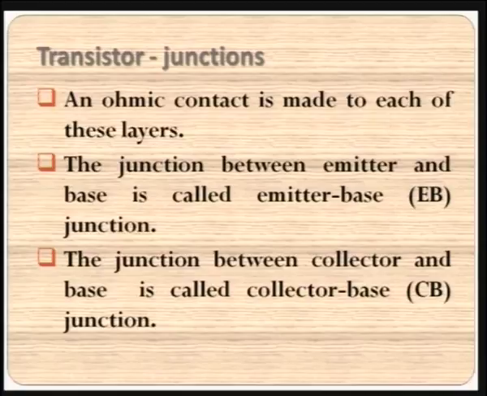Now, we have got an idea about the way in which the three regions are doped and also their sizes. Now, what are the ways in which these can be arranged? Let us have a look at the concept. An ohmic contact is made to each of these layers. The junction between the emitter and base is called the emitter base junction, and the junction between the collector and base is called the collector base junction.